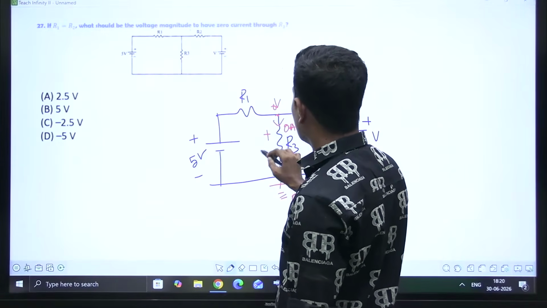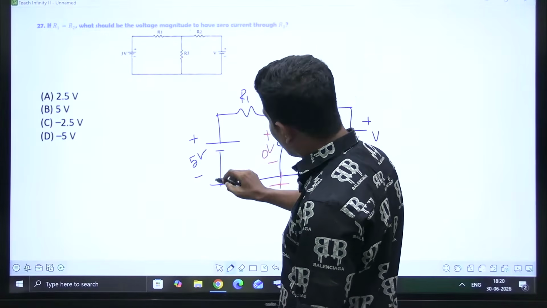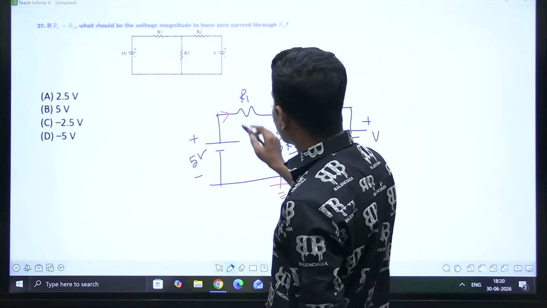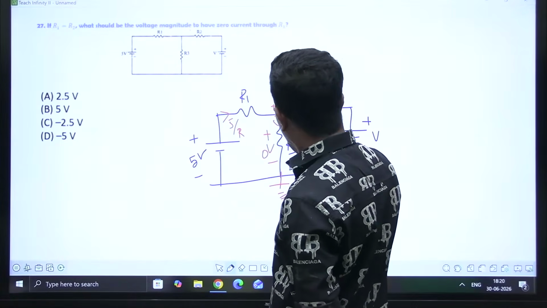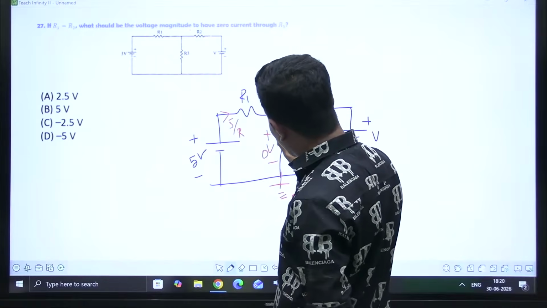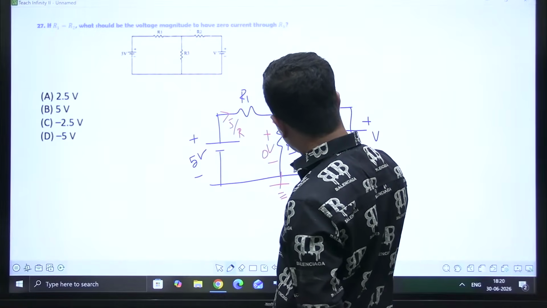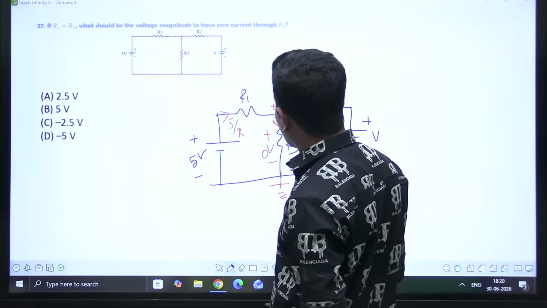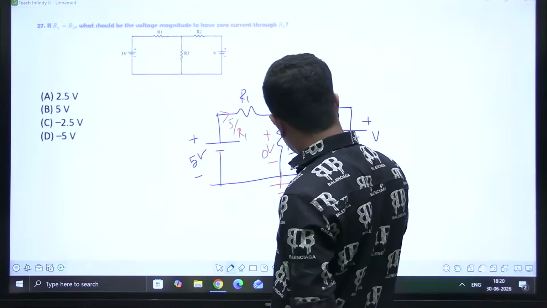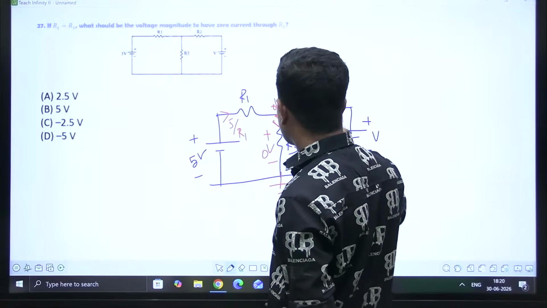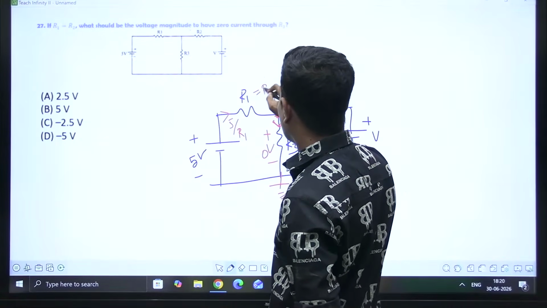Why? Because here the voltage drop is 0. Now if it is 0, directly I can apply Ohm's law. This current is 5 by R. Now no current is flowing this way. That 5 by R, according to KCL, the same current should flow here, 5 by R1. This is also 5 by R1. Anyhow, R1 is equal to R2 is equal to R. Let's take R1 equal to R2 equal to R.